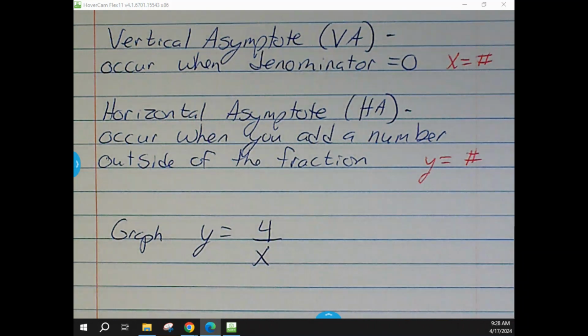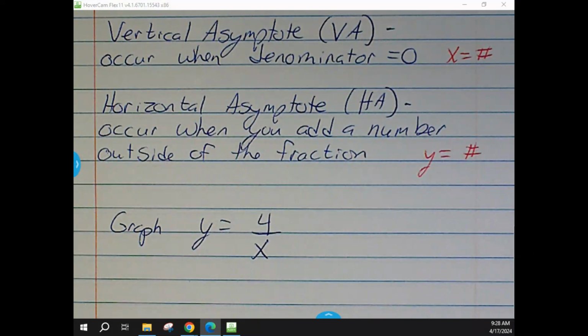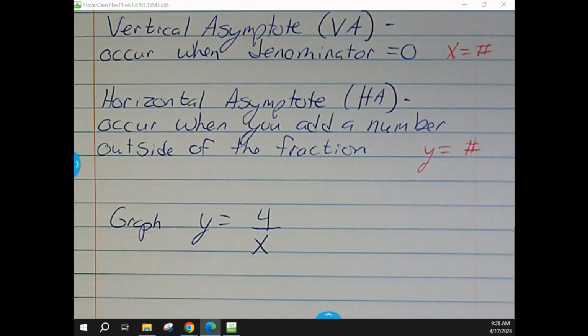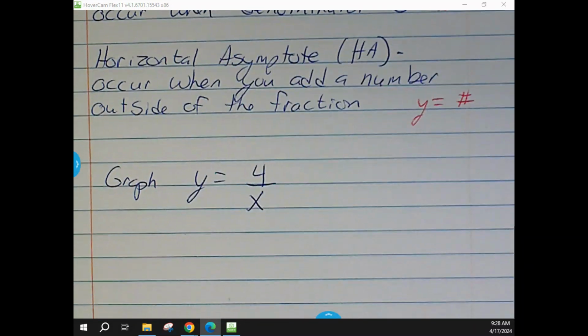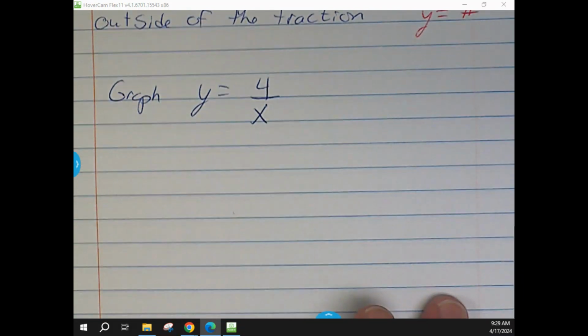Okay, so we're going to give you a number that's fairly easy to work with here. And we're going to graph this thing so you can see where the vertical asymptote and the horizontal asymptote will be, and exactly what an asymptote is. And for those of you getting ready to go into pre-cal, this is something they'll work on a little bit more as you get there.